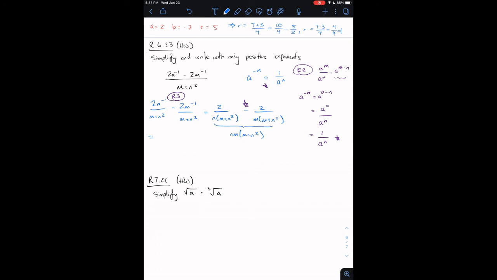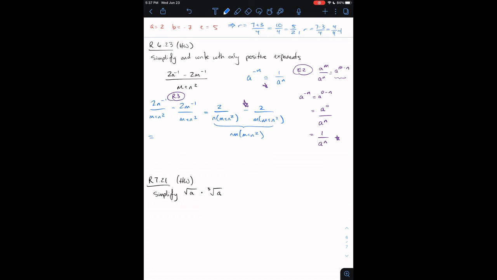Remember, when you do subtraction or addition, it doesn't always have to be the least common denominator. That's generally the one that you want, but you can find any common denominator, so any common multiple of the denominators. The one that I see is nm times (m + n)^2. So that's what I'm going to use.